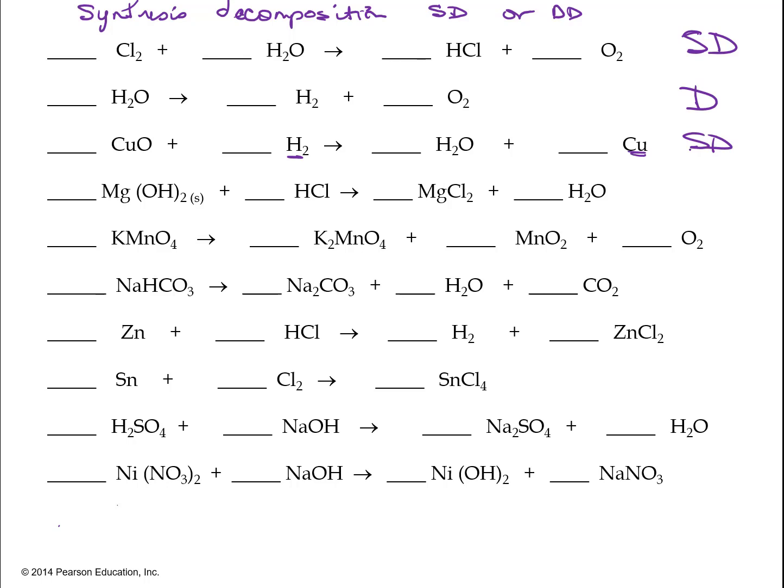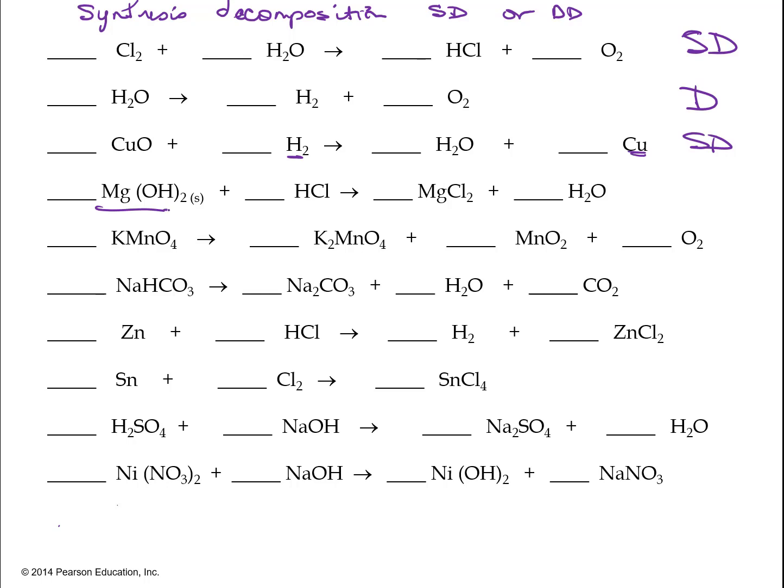It doesn't matter if it's an element and a compound or a compound and an element, no matter how the order is listed, just look at the two reactants. If you have 2 and 2, if one of them is an element and one of them is a compound, then you know it's going to be a single displacement. They have to both be compounds for it to be double. Okay, so what about the next one?